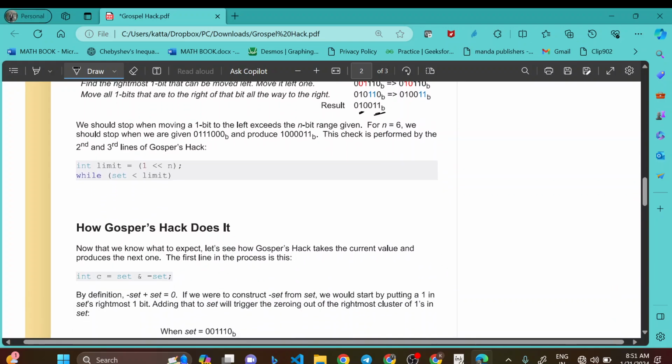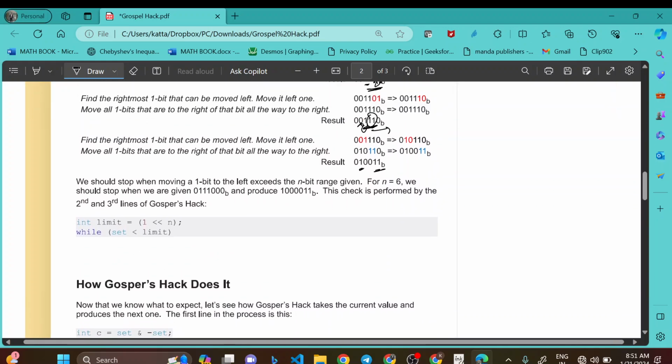Now, where will you be stopping doing this? Our range is n bits. So if you're crossing those n bits, for example, this is the last combination that you can get. After this, what you'll try to do is push one here and push these two ones to the right. But after doing that, you'll be getting 7 bits. Okay, n is extending to 7. That is not what we required. That n is not 7. So we must stop at this case. Once you have got this, you must stop. That is the reason we have kept the limit to be one left shift of n.